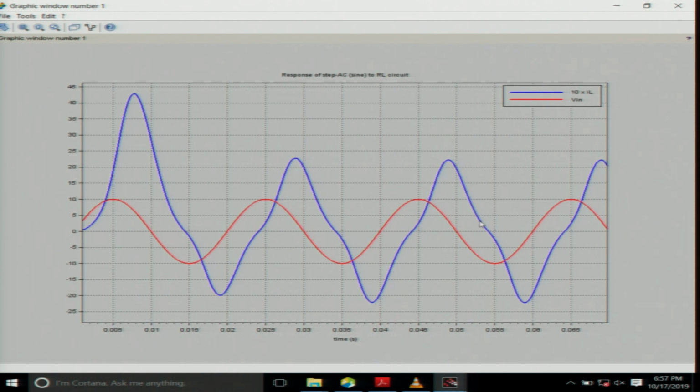The reason, of course, is that the flux linked is approximately the integral of the voltage, and although that is sinusoidal, the current is not sinusoidal because flux and current have a nonlinear relationship.